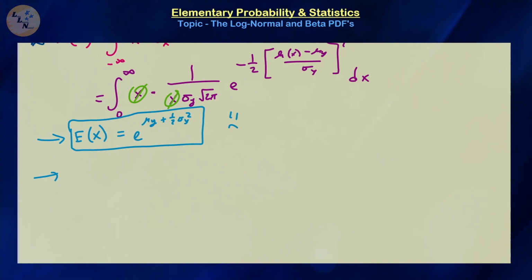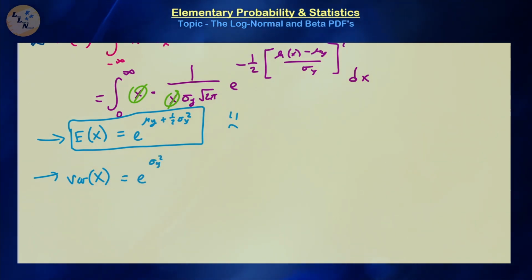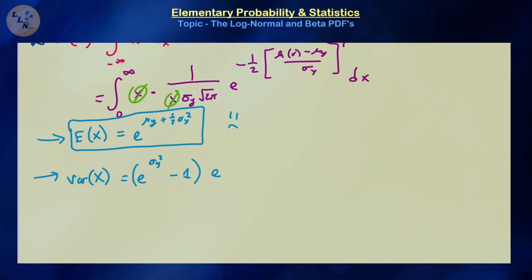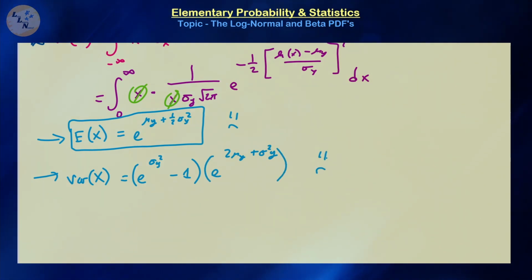And also you can find the second moment, and then you can use our nice little relationship, second moment minus mean squared. And eventually you'll find that the variance of a log normal random variable is also not going to be very nice, but it's going to be e to the sigma y squared minus 1, and then e to the power 2 mu y plus sigma squared y. So that's the variance, also not very nice, but at least the solution does exist.